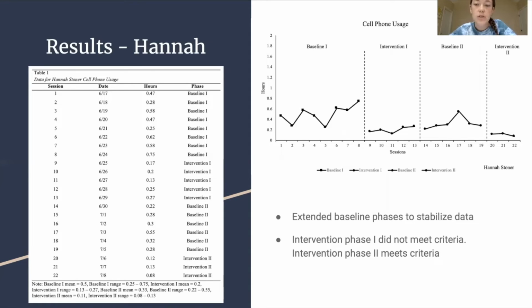And then baseline 2 phase lasted 6 days, and I had one pretty big spike in the middle of baseline 2. And as of right now, my intervention 2 results do meet the criteria, and they are on a downward trend.